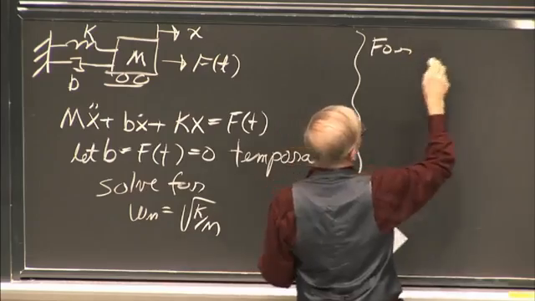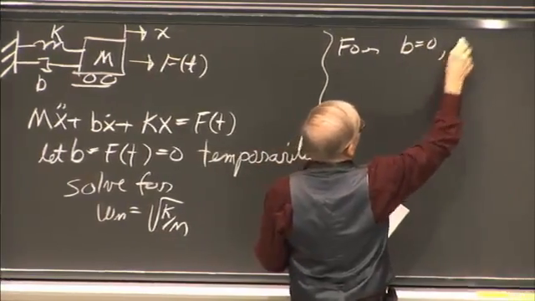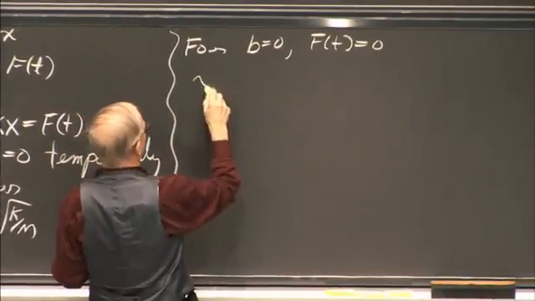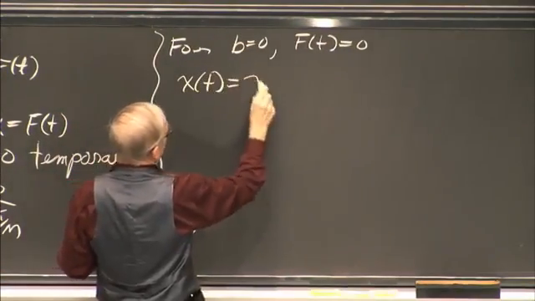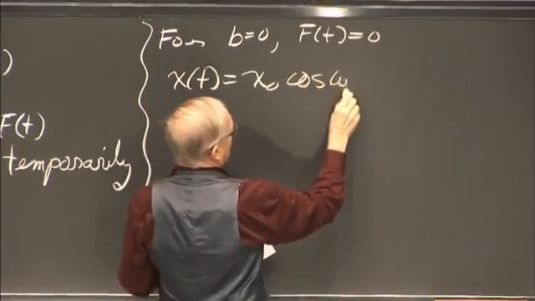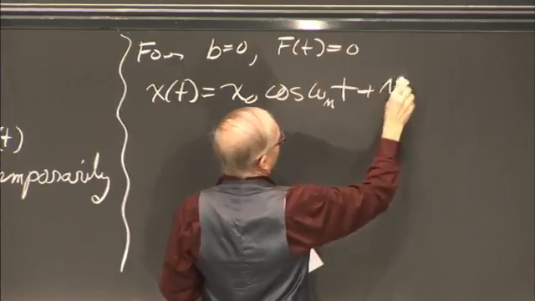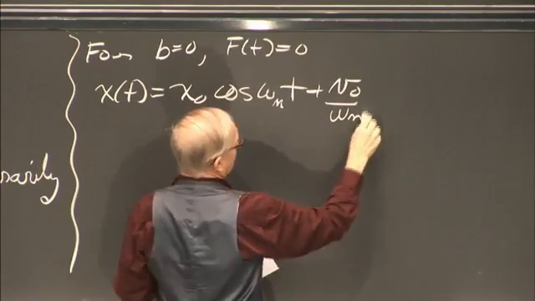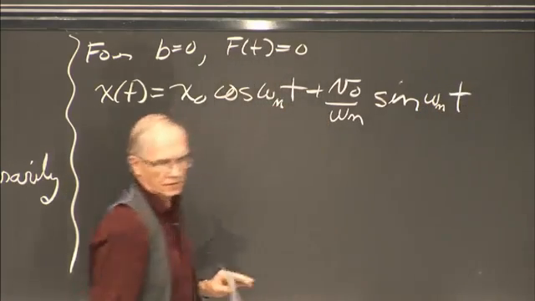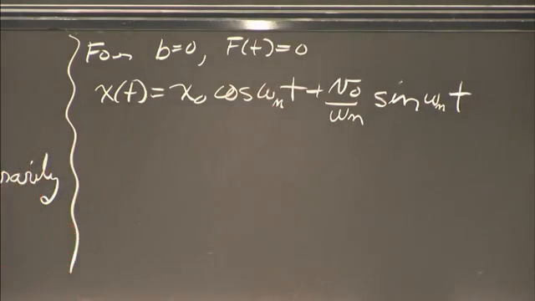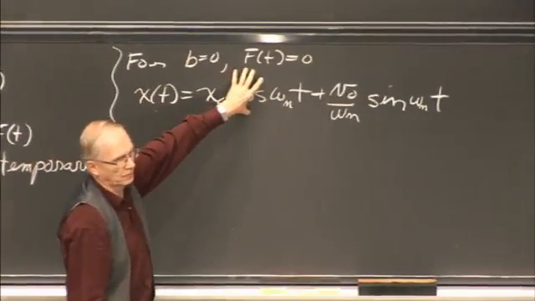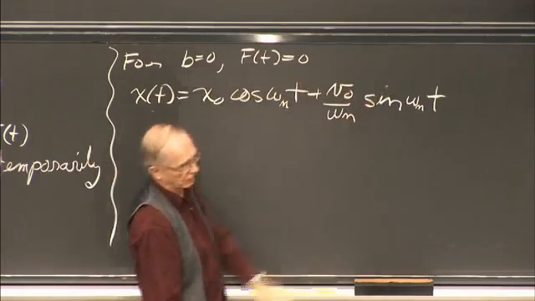And we know for b equals 0 and f of 0, then the response can be only due to initial conditions. So we have x of t is going to be some x naught cosine omega nt plus v0 over omega n sine omega nt. And every simple vibration system in the world behaves basically like this from initial conditions. It'll be some part responding to the initial displacement, some part to the initial velocity.